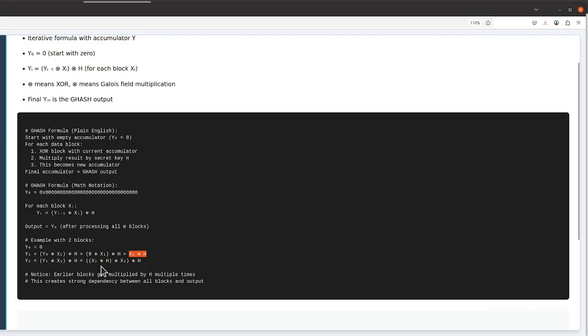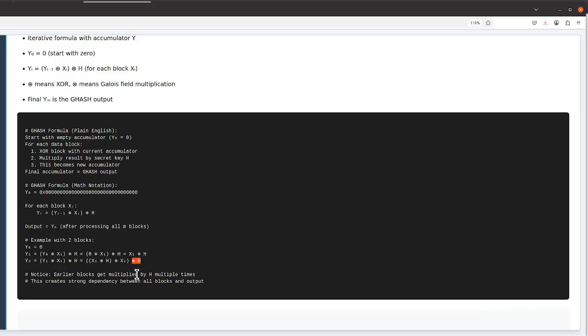Now process the second block x2. We compute y2 equals y1 XOR x2 times H. We already know y1 equals x1 times H, so this becomes x1 times H XOR x2 times H. Notice something interesting. The first block x1 gets multiplied by H twice, because we multiply when processing x1, then multiply the whole accumulator again when processing x2. This creates a strong relationship between all the blocks. Changing any block changes everything that comes after it.